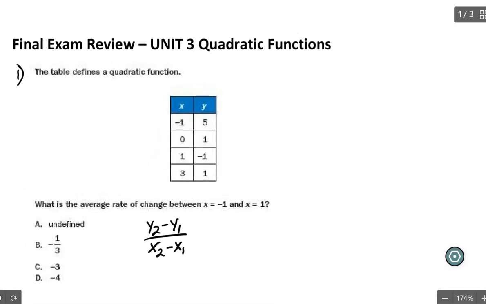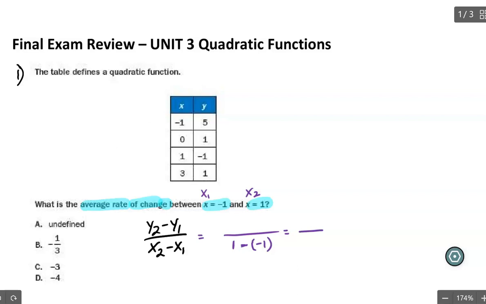Number 1, table defines a quadratic function. Okay, so we know it's quadratic. We want to know the average rate of change between -1 and +1. Well, right there, already you have your x1 and you have your x2. So now I know I'm going to use my formula y2 minus y1 over x2 minus x1. So x2 is +1, x1 is -1. Okay, don't forget the minus and the negative.